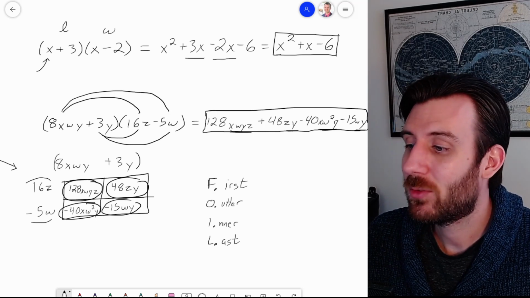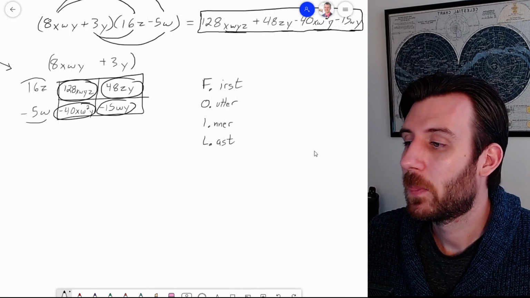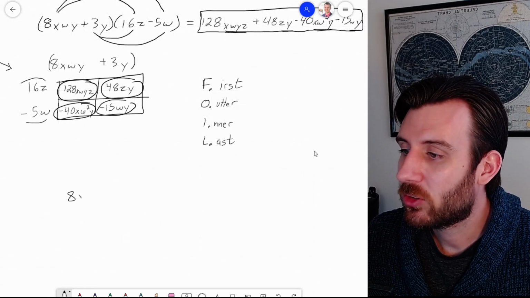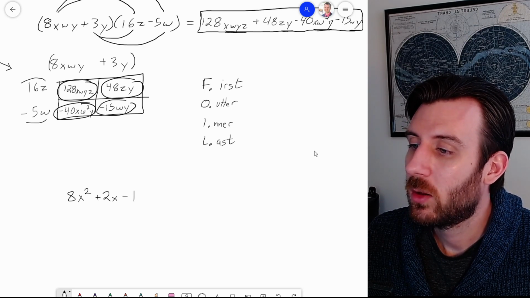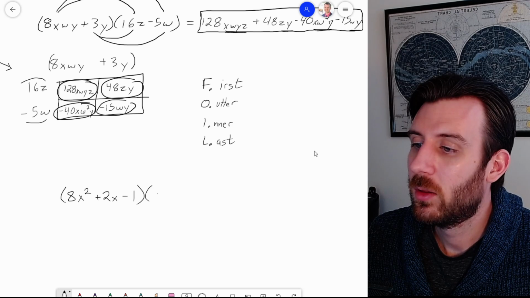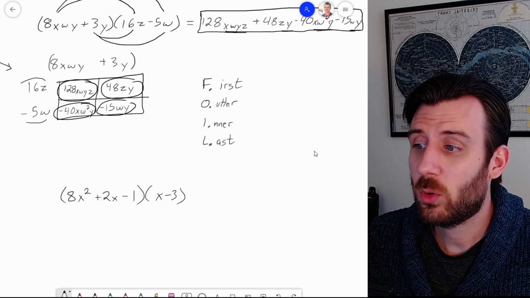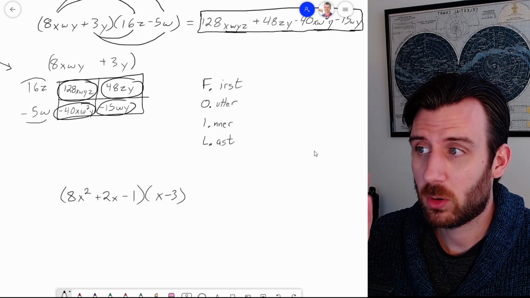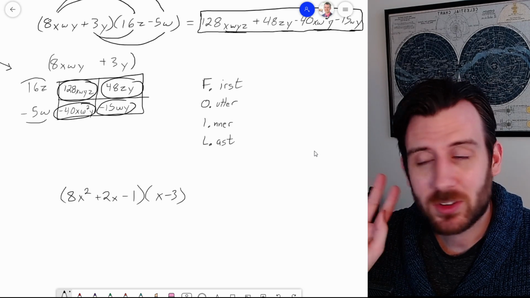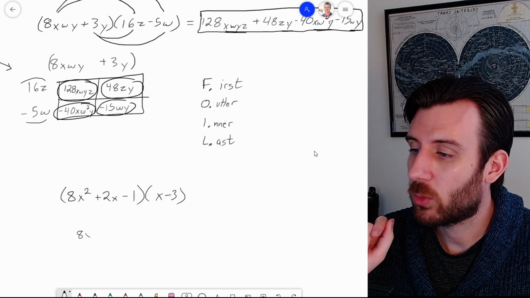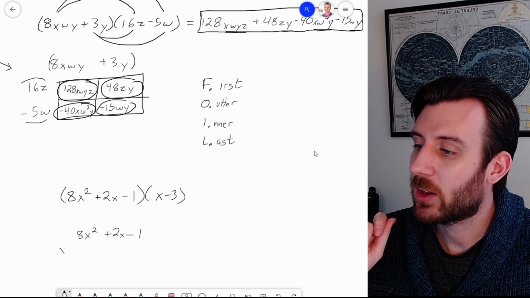Let me show you how instead, if we just get comfortable with the rectangle idea, you actually can do this for even more. Let's do something like 8x squared plus 2x minus 1 times x minus 3. Now, this is not technically foiling because you don't have only 4 things to multiply into first, outer, inner, last through, but we could represent this again as a rectangle.